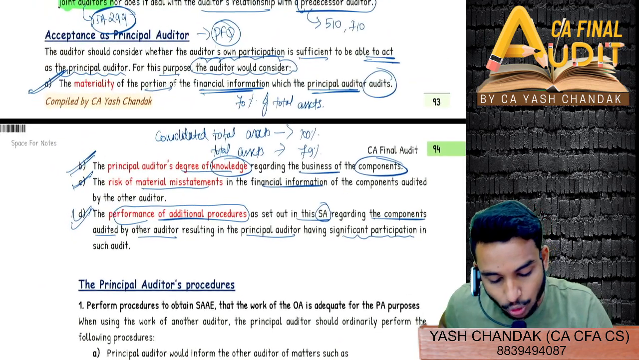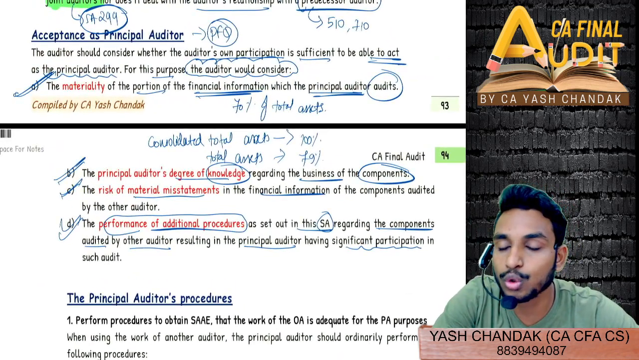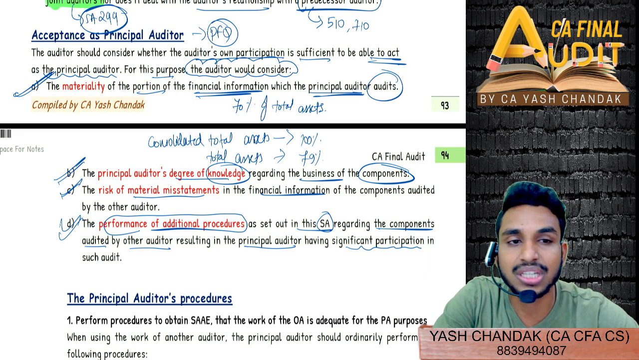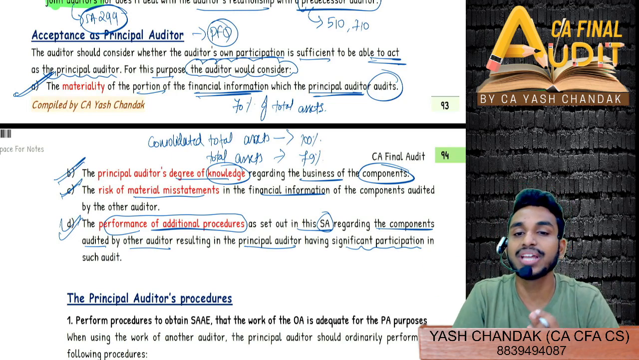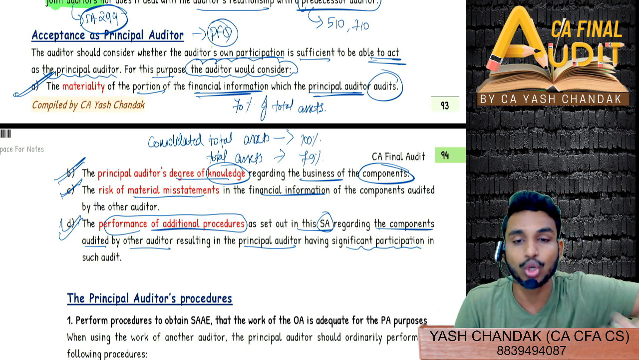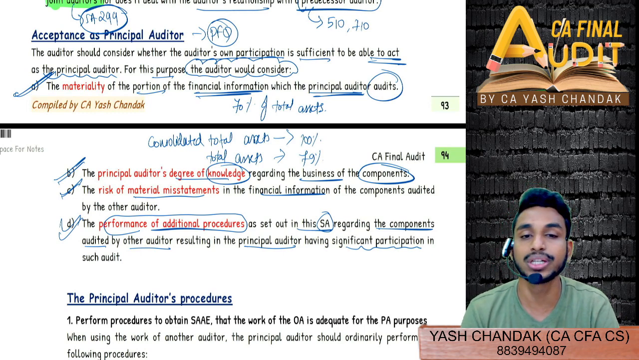So if you think logically, what they are saying is that for you to become the principal auditor, you should see, first of all, whether or not you are covering the material portion of the financial information. Secondly, do you have adequate knowledge about the business of all the components? Do you know about the ROMM, risk of material misstatement, not just about your component, but in fact all the components which are audited by other auditors also?